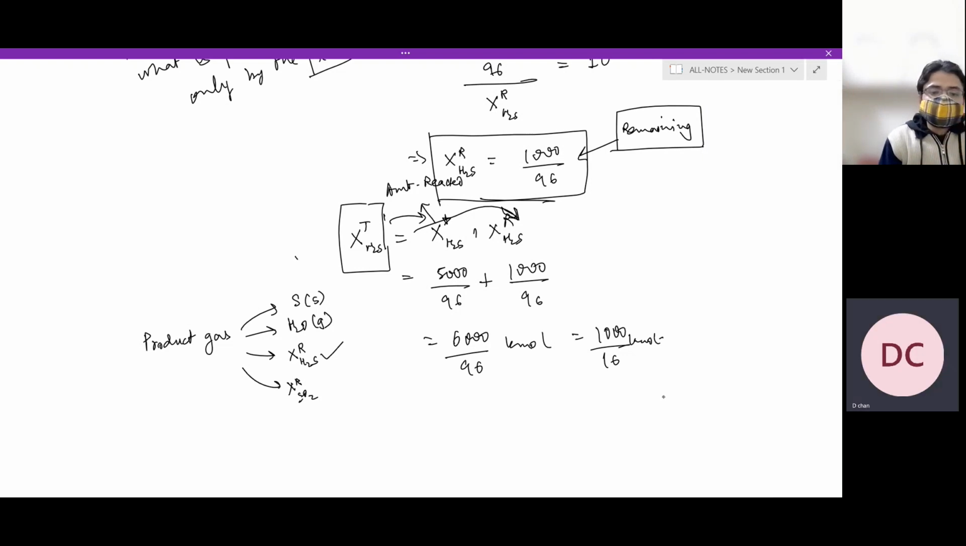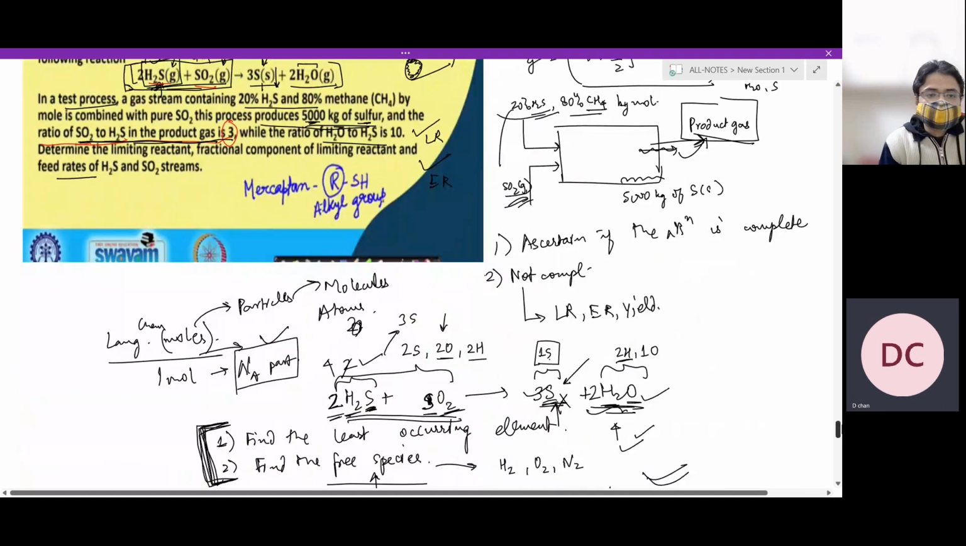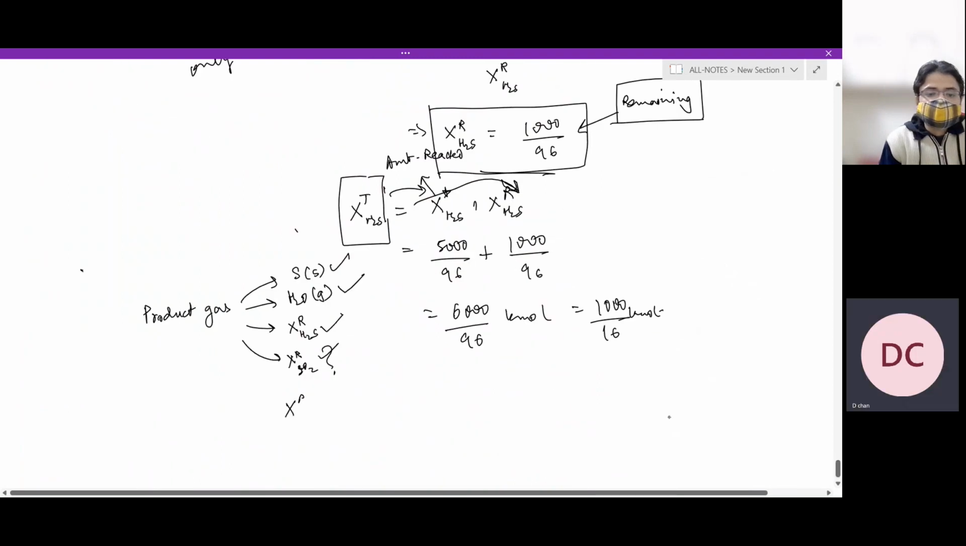Now, you already have this, you already have this, you already have this. Yes, sir. There is one variable that is left. You don't know this. But you've got another data point that helps you obtain this. Yes, sir. Ratio of SO2 to H2S. Right. So you can simply write it like this: X_R SO2 divided by X_R H2S would be equal to 3, right? Yes, sir.